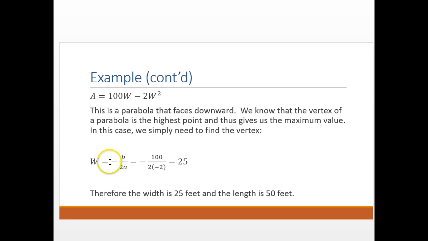I'm going to look for W as -b over 2a. In this case, it's written a little bit odd. My a is actually -2, and my b is 100. So this is -100 over 2 times -2, which is 25. Therefore, the width is 25, and I defined the length to be 100 minus 2 times the width, so the length is 50. So if I have a width of 25 and a length of 50, that gives me the maximum area for the pen.